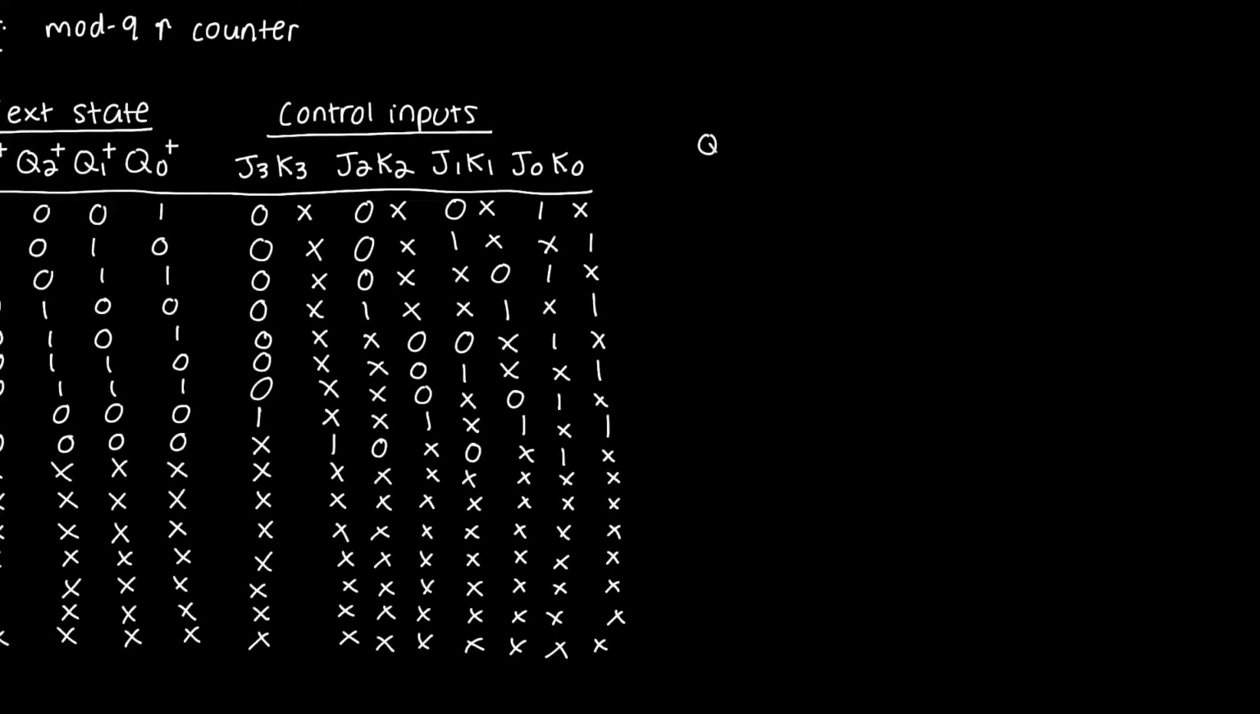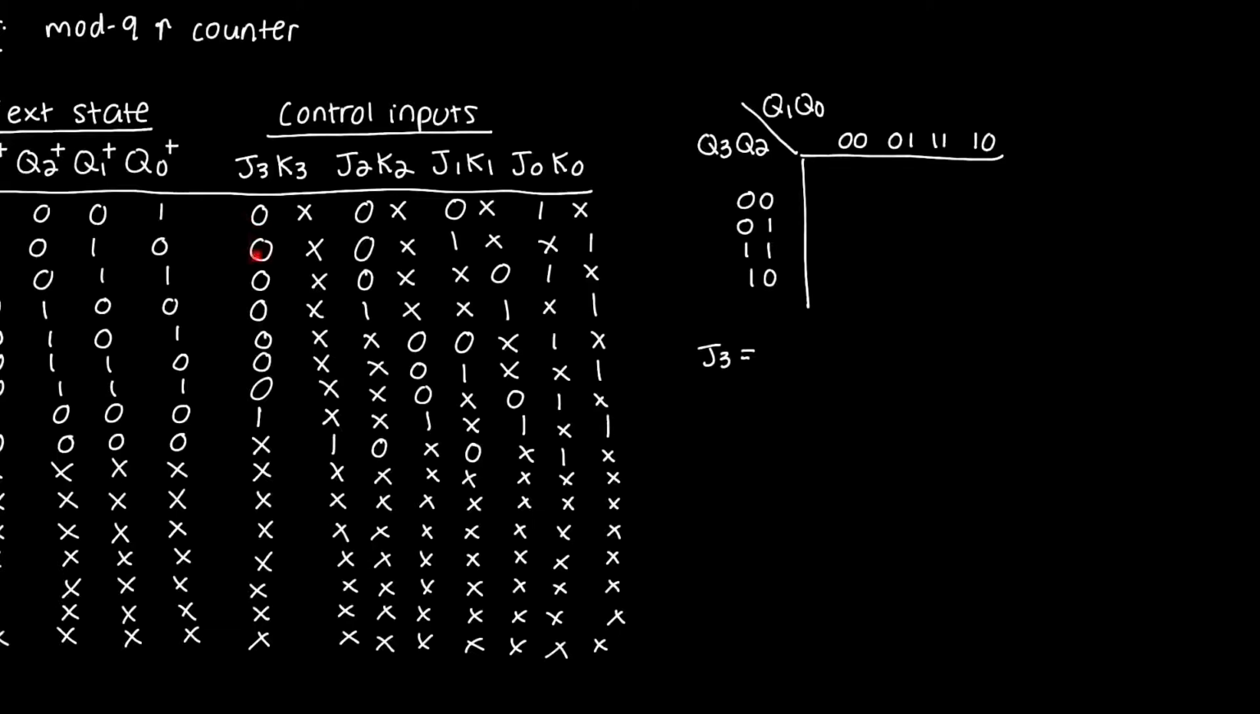I start with Q3 and Q2 as my inputs, and Q1 and Q0 up here. I'm just going to get my K-map set up with the Gray code. Okay, so let's start with J3. Recall that we need 8 Boolean expressions, 1 for each control input, and we have 2 control inputs per flip-flop. So let's start with J3.